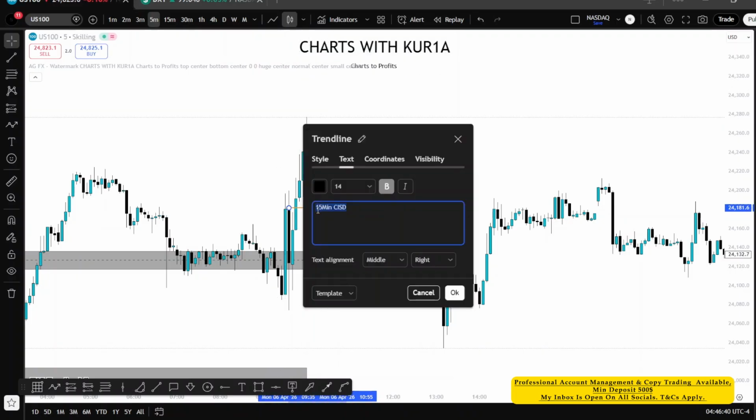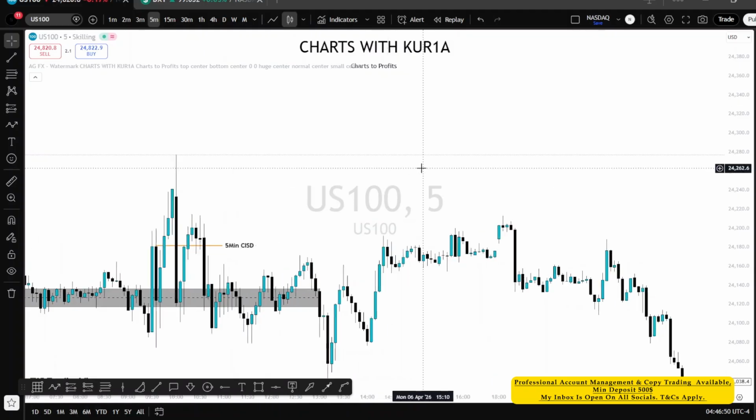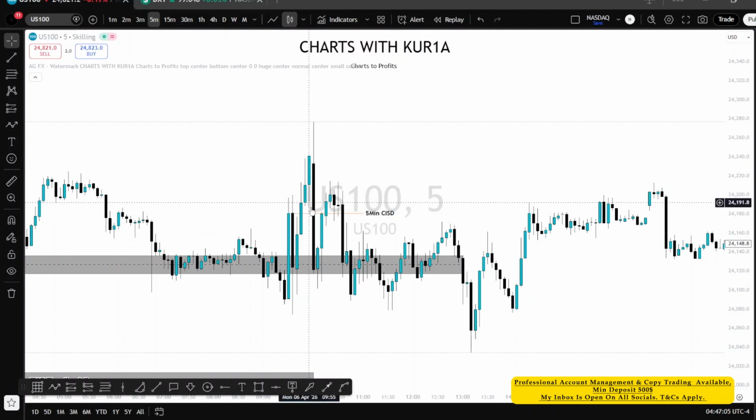My template is saved as a 15-minute because I was using the 15-minute candle a lot in the recent past. So that became my 5 minute change in state of delivery, and this should be marked at the body of the candle. Okay, so as soon as that happened, I took my position when the next candle was forming this week, and that is what I shared in my Telegram. So if you are in my Telegram, you saw this.